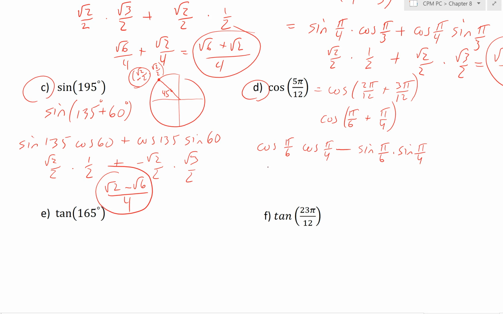And cosine of pi over 6 is root 3 over 2. Cosine of pi over 4 is root 2 over 2. Sine of pi over 6 is 1/2. And sine of pi over 4 is root 2 over 2. So then we end up with root 6 minus root 2 over 4. Okay, questions?